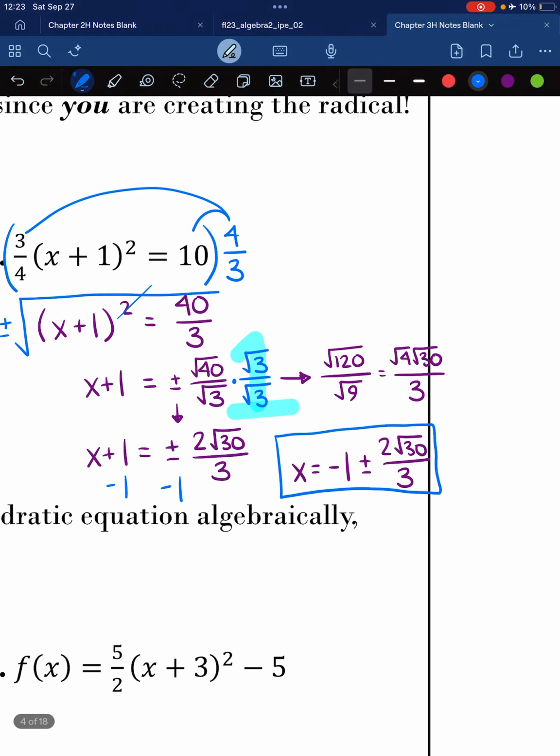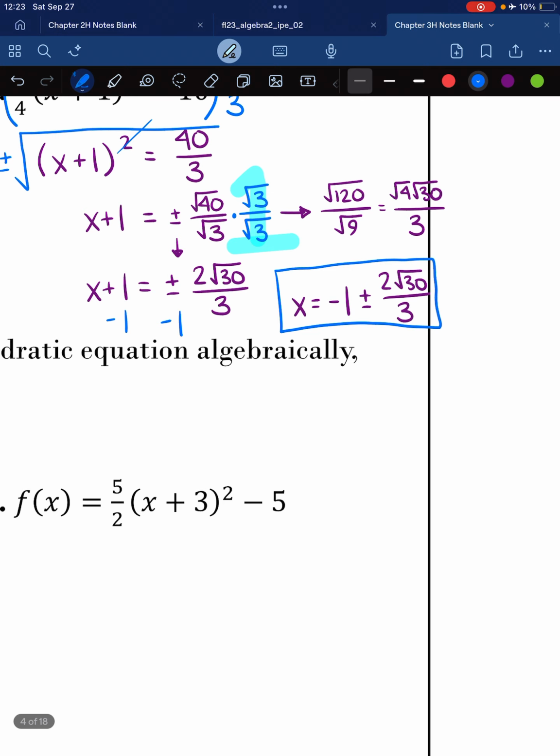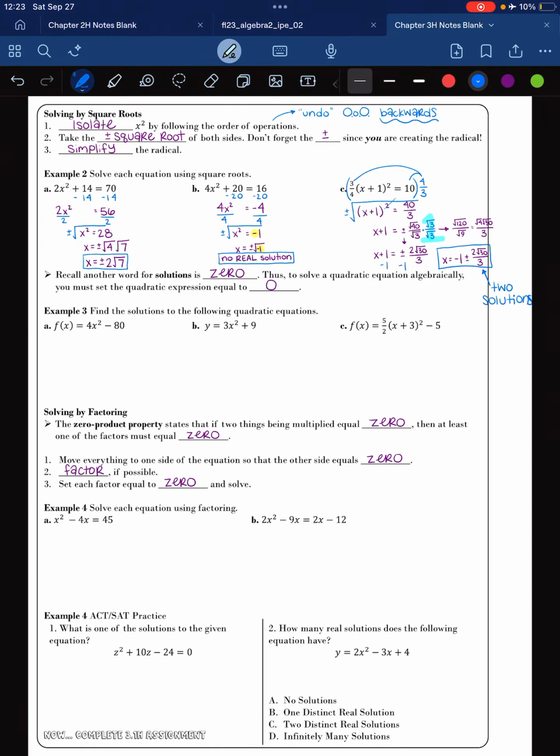Okay, something that is important for you to recognize about this is that this is actually 2 solutions, right? In order to figure out what this equals in our calculator, we have to type it in 2 separate times. We would have to type in negative 1 plus 2 times the square root of 30 over 3, and then retype it in again and say negative 1 minus 2 square root 30 over 3, right? So I have 2 different zeros. They're not very pretty, they're irrational, but I do have 2 different zeros.